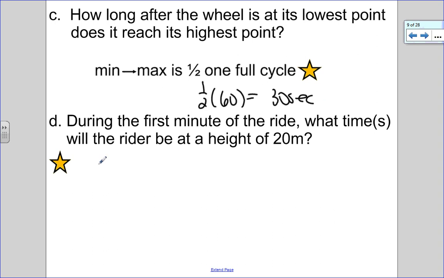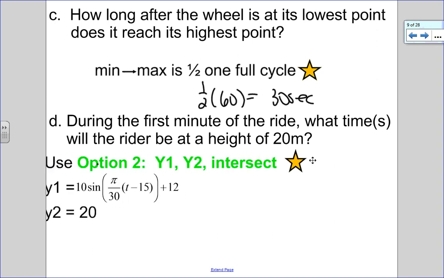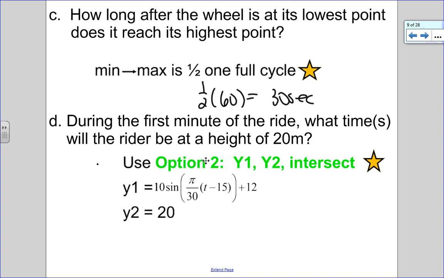Okay, and then the last question says, during the first minute of the ride, at what time or times will the rider be at a height of 20 meters? So 20 meters is a y value. This is an example of y given, x needed. So in that case, whenever we do that, we do y1, y2 intersect.